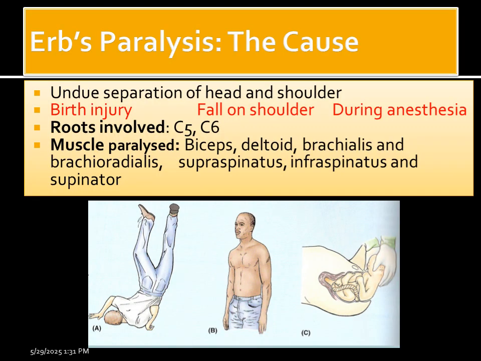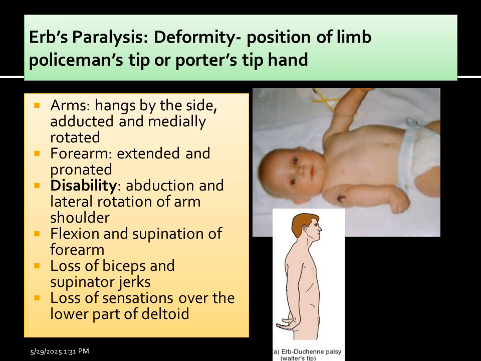Erb's palsy is caused by undue separation of the head from the shoulder, birth injury, or a fall on the shoulder during anesthesia. The roots involved are C5 and C6. The muscles paralyzed are the biceps, deltoid, brachialis, brachioradialis, supraspinatus, infraspinatus, and supinator.